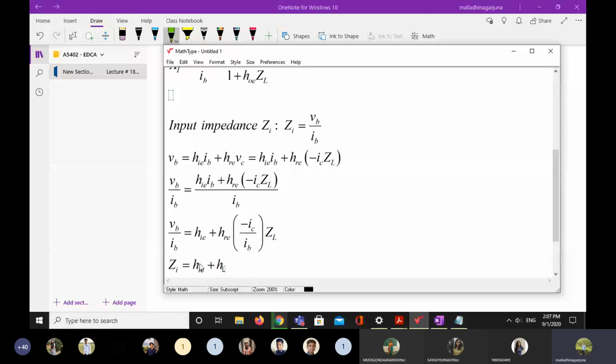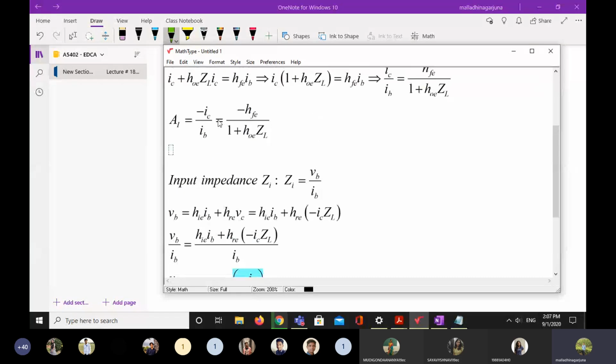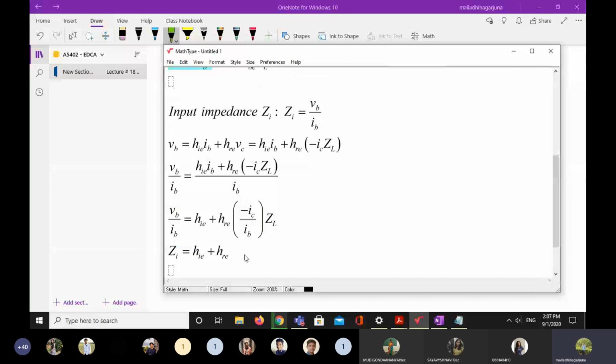ZI equal to HIE plus HRE into what? Minus IC by IB. What is minus IC by IB? Minus IC by IB is nothing but AI, the current gain. Yes or no? So in its place, I can simply write AI into ZL. So my input impedance equation is ZI equal to HIE plus HRE into AI into ZL.